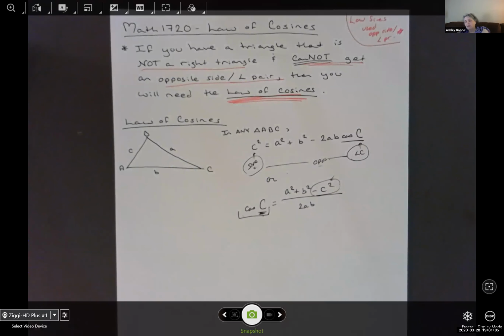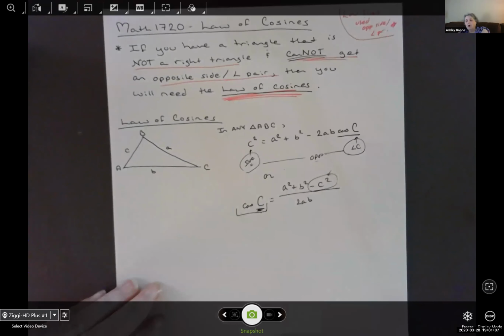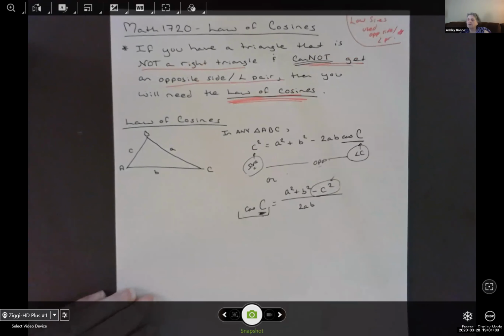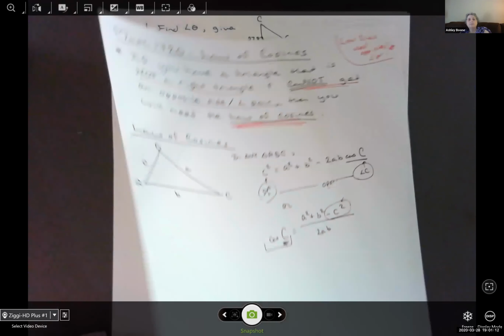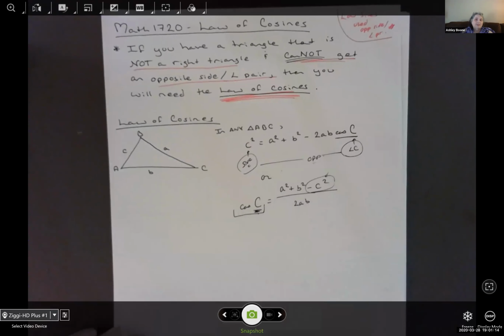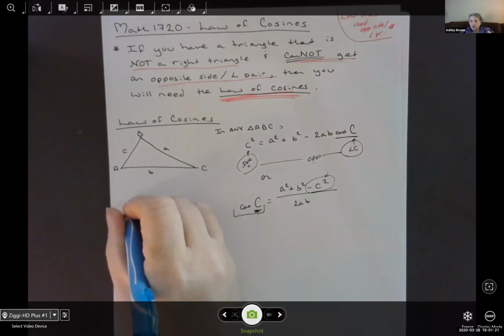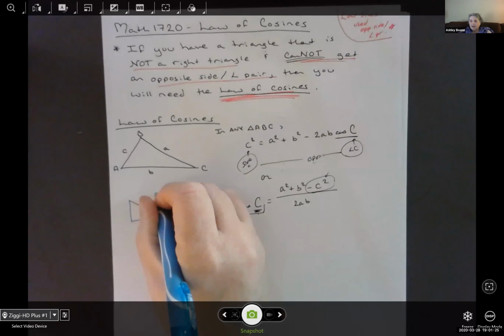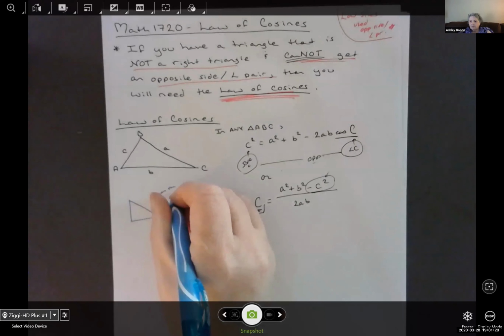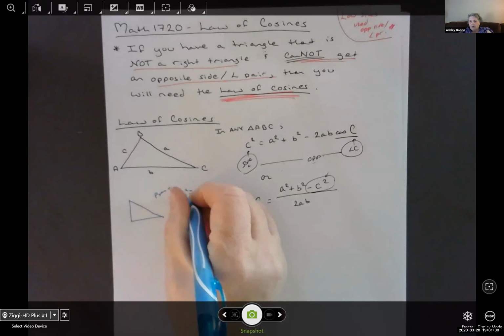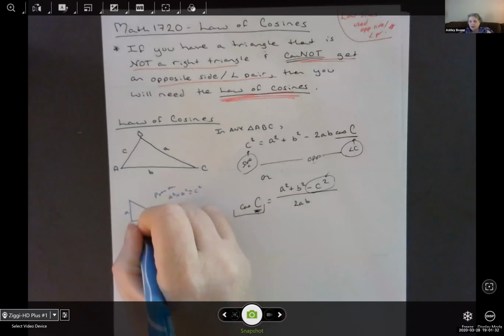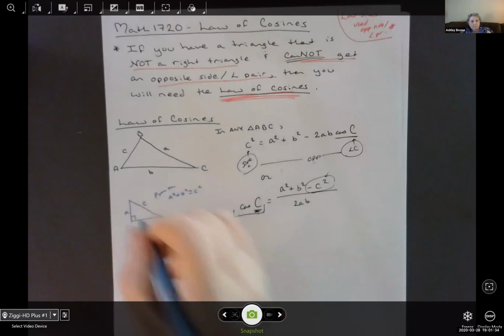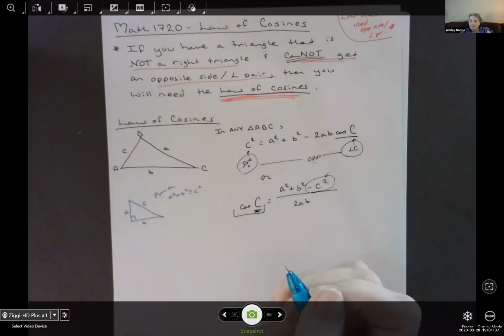It's very similar to the Pythagorean theorem. You almost see the Pythagorean theorem built in here, right? This is for any triangle. If you had a right triangle, think about the Pythagorean theorem. It says a squared plus b squared equals c squared, where a and b are your legs and c is your hypotenuse. That's what we had for that.